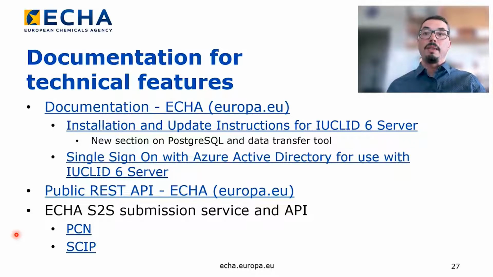We have also published the guide on how to set up single sign-on with Azure Active Directory, that you can use as a reference if you are not using Azure Active Directory. We also have the page on the public REST API and the documentation on what are the interfaces that external tools can use to communicate with a Euclid server. And finally, for those wanting to use the system-to-system submission service and its API, they can go to the web pages of the PCN or SCIP projects.